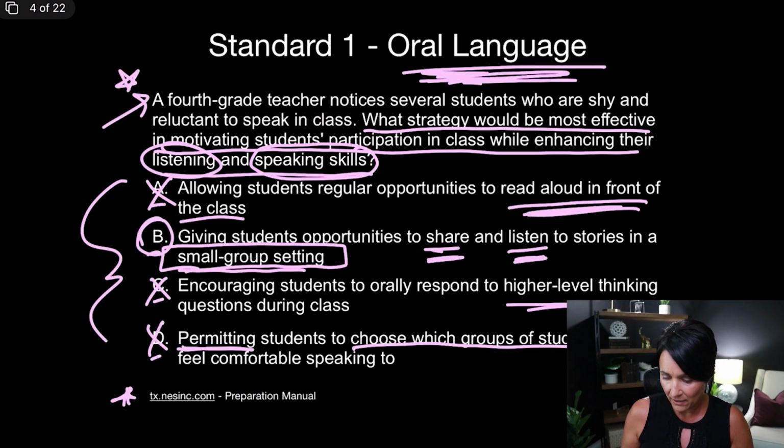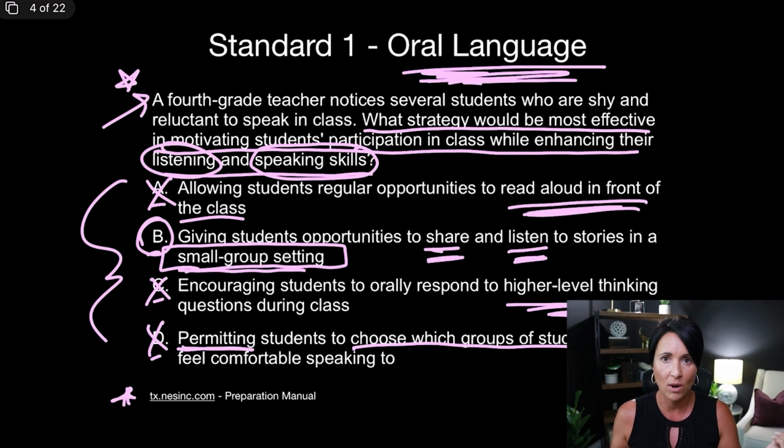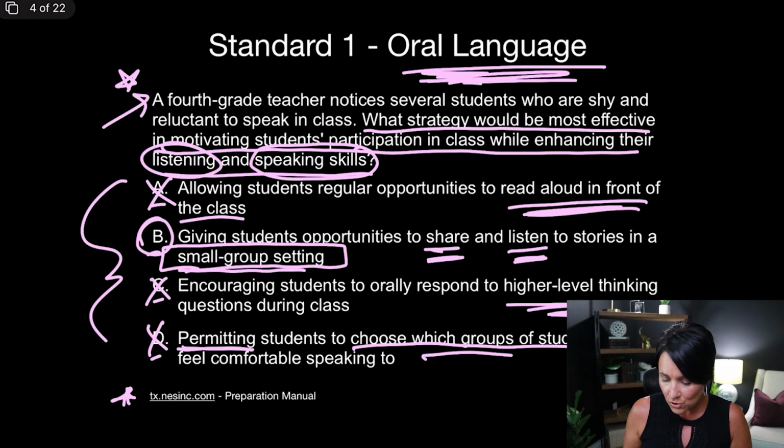And then respond to higher level thinking. If these kids are already shy and reluctant to speak in class, hitting them with a bunch of high level questions in front of everybody is not going to work. And then permitting them to choose which groups of students they feel comfortable speaking with. This is called the distractor. This one is the one that they want you to choose, but it is not correct because it's not good classroom management to allow students to just choose willy-nilly who they're going to talk to. That is disorganization, okay? Instead, B is going to be the best answer here.